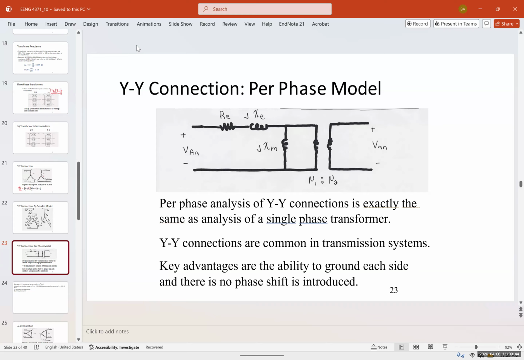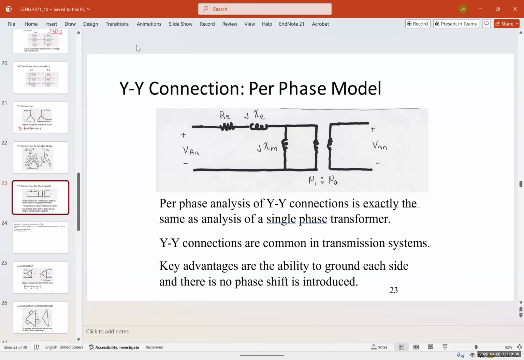These Y-Y connection transformers are very common in transmission systems. As mentioned, the key advantage of these systems is the ability to ground each side, and there is no phase shift to introduce. Because it's a balanced system, we can connect the neutral to the ground. It's easy to couple them. In addition, there are no phase shifts in the system, which helps a lot, especially when you have reactive power and the power factor is not very good. This would help to stabilize that and not make it worse.